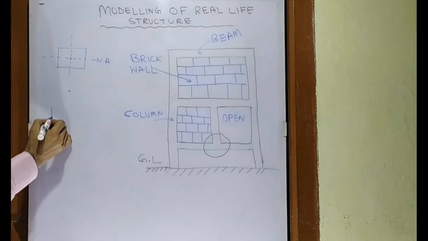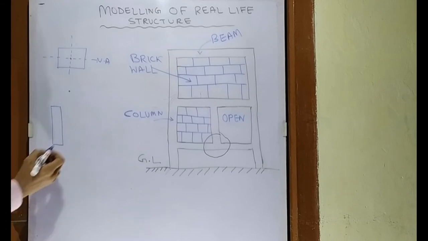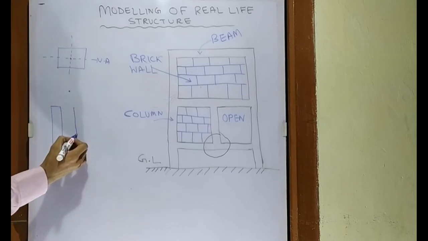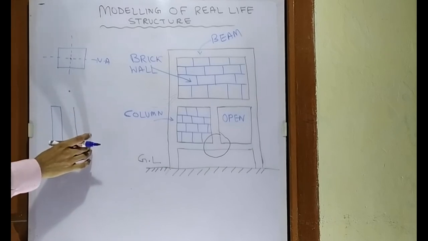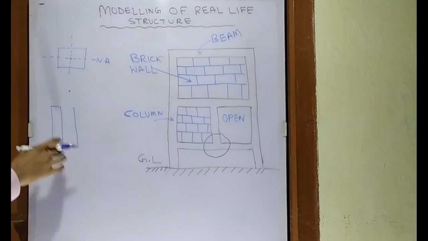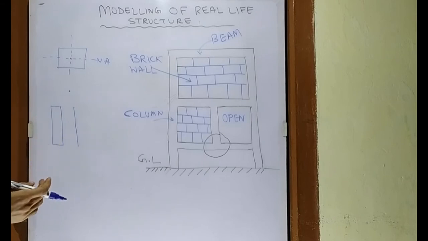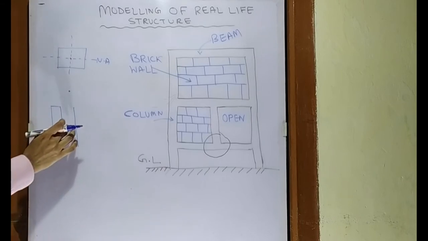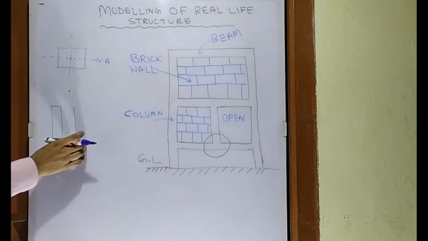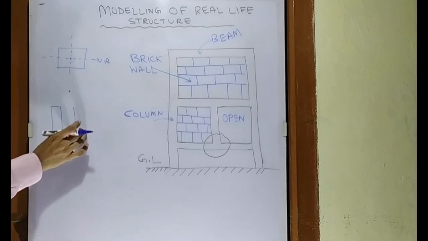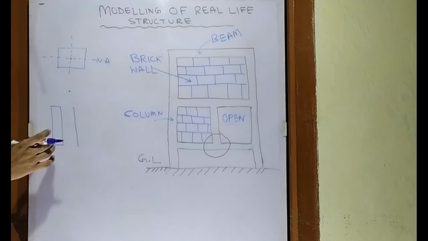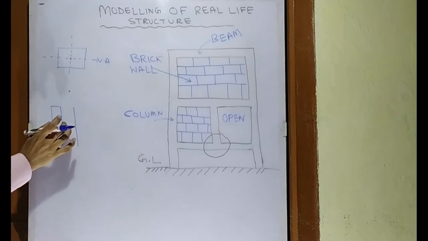Now if we draw the elevation, this is our column element, and we will model it by a line element. We will specify the properties of this line element, like the section and other properties, in the software. The software will automatically take all those properties and consider them for the design and analysis also. This is how we model the column as a line element.